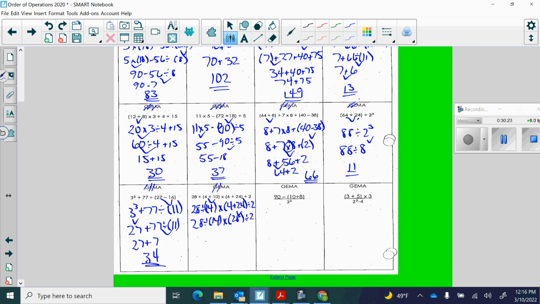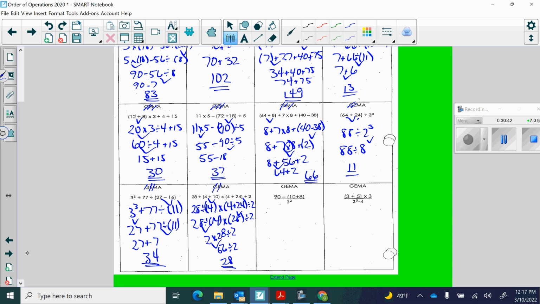No exponents, multiplication, division, just left to right. 28 divided by 14 gives us 2 times 28 divided by 2. Now you just go straight across. 56 divided by 2 puts us back at 28.